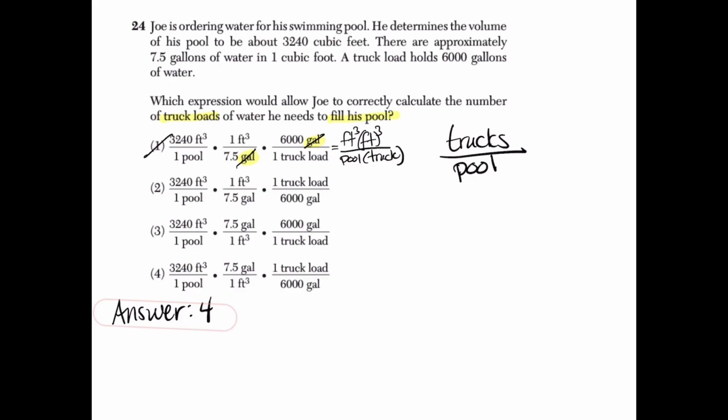And then the second one, do you see anything that can cancel out? In this case, no, because again, you're looking for what units are the same on the top and bottom, or numerator and denominator. Here, feet are both numerators, gallons are both denominators, and we have pools and trucks. So I'm going to end up with feet cubed squared times truckload of water over gallons squared times pool. That's not what I'm looking for either. So we're going to cross that out.